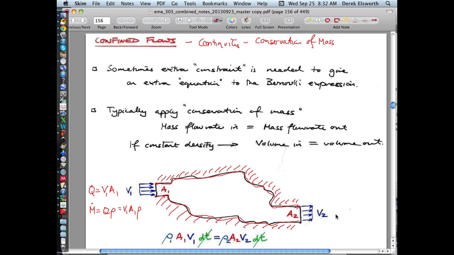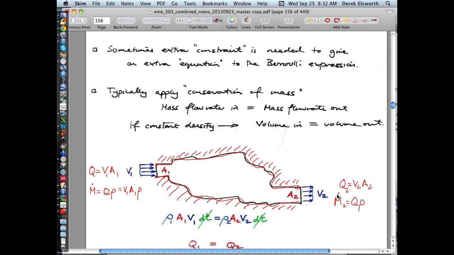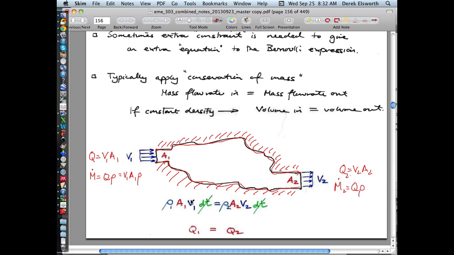And if you look at the downstream location, you can write the volume out is equal to the velocity 2 multiplied by the area over which it flows. This is the area. And so the mass flow rate down here at point 2 is also equal to just the volumetric flow rate multiplied by the density. And so the amount of fluid that comes out of here in a given time is given by this expression.